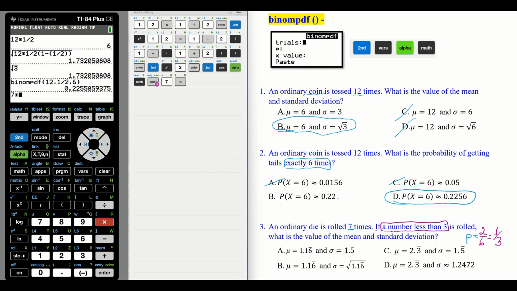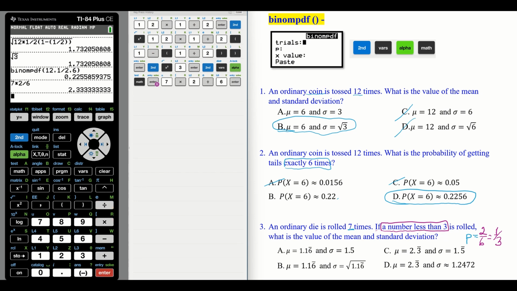7 times, I'm going to say 2 divided by 6. Okay, that's repeating. That eliminates 2 options. We're left with C and D. Now we have to calculate standard deviation.